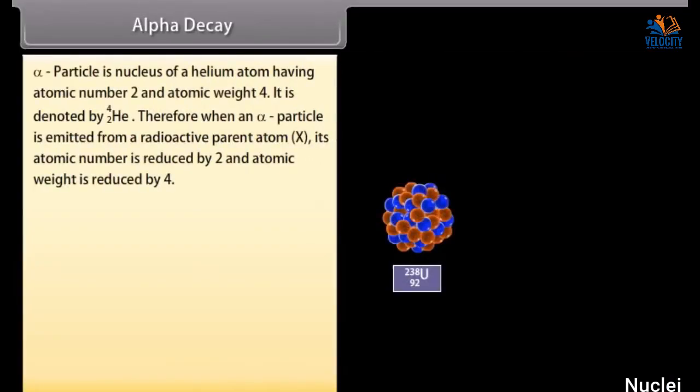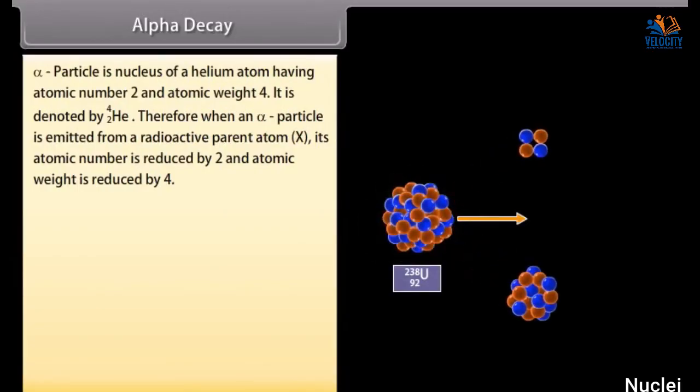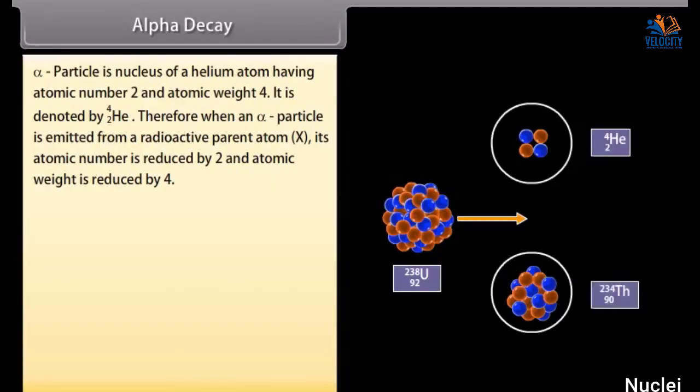Alpha decay. Alpha particle is the nucleus of a helium atom having atomic number 2 and atomic weight 4. Therefore, when an alpha particle is emitted from a radioactive parent atom X, its atomic number is reduced by 2 and atomic weight is reduced by 4.